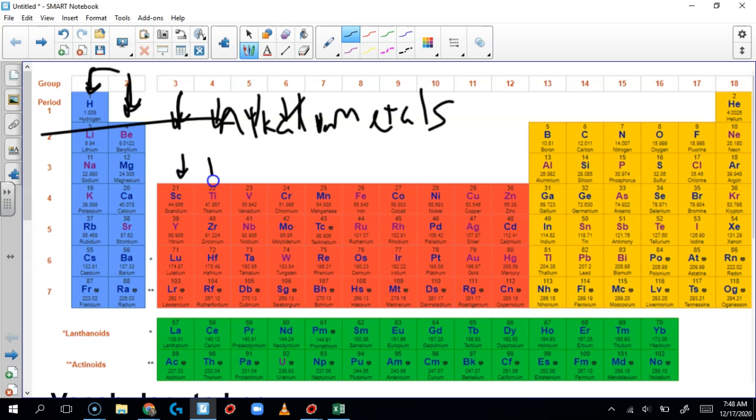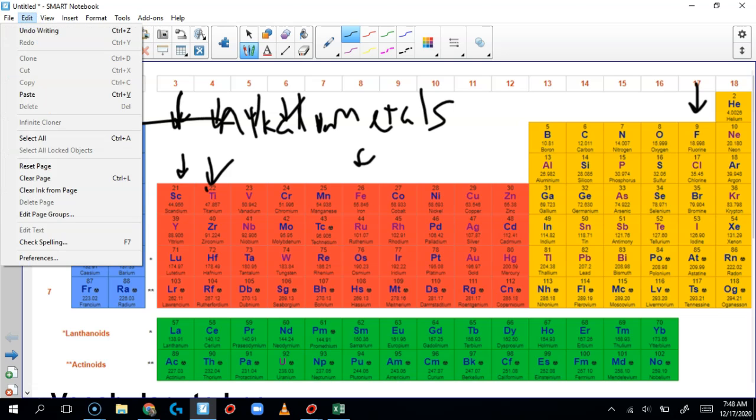There's no family name for group 4. There's no family name for group 8. But there's a family name for group 17. Those are called the halogens. So with families, much like in real life and not just chemistry, you always refer to families by their name, and you refer to groups by their number.